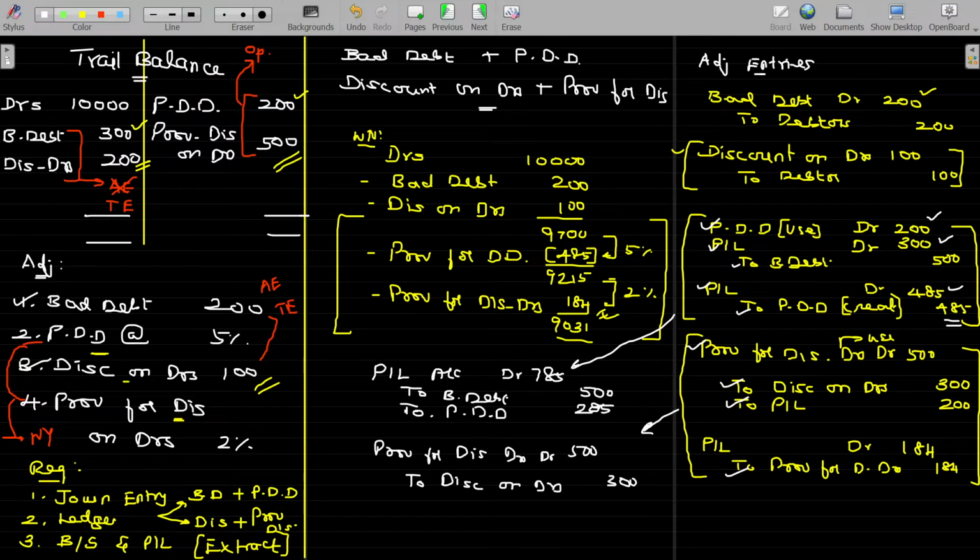And in P&L account, credit side 200 and debit side 184. Okay. Isn't it? Provision is, yeah, net of that. How much is that? Come on.